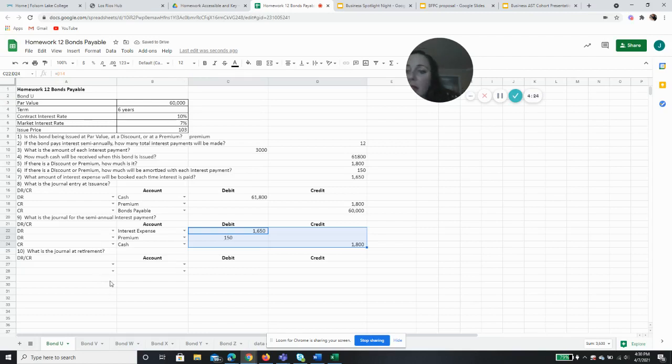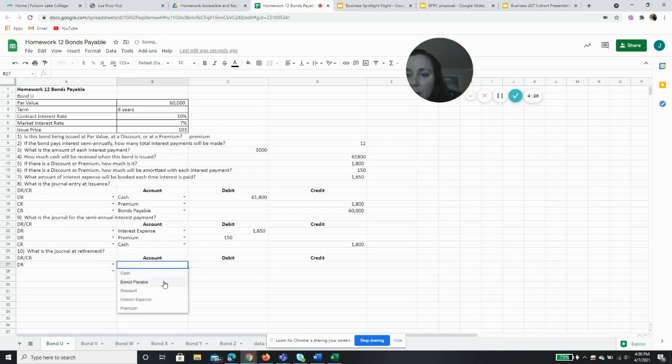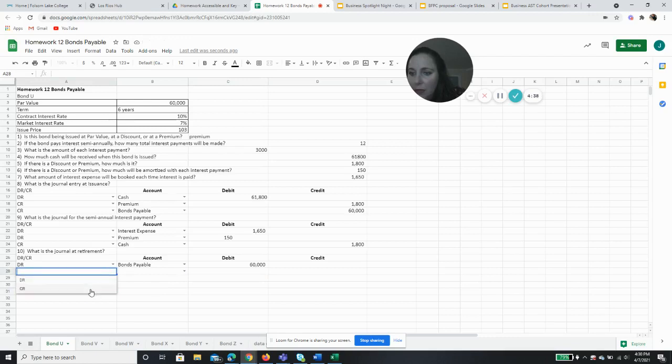All right. And then at retirement, it's always the same journal entry. We're going to debit bonds payable for par value. And we're going to credit cash because we're paying it off, which means we're going to pay cash for par value. Remember, this third journal entry is always at par value.